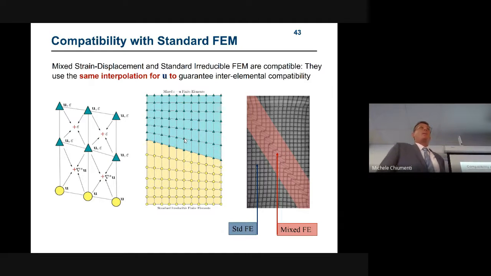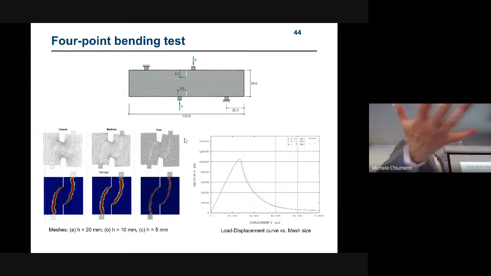Fully compatible. So I show you some examples. This is a 4-point bending test, a very classical example. Different meshes. Well, the resolution is not very good. You can look in the paper. I used the projector. It's low quality. But you can see that different meshes give you exactly the same solution. And if you integrate this area, this corresponds to the energy dissipated in these two cracks. It's exactly the fracture energy times the length of the crack. We checked it.